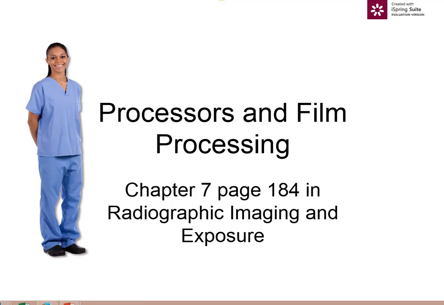Okay, first we don't succeed, we take a second shot here. We're going to talk a little bit about processors and film processing. In addition, we're going to be looking at some of the more common artifacts that occur because of film processing. This information is located both in your Fassbinder's book and Farber's Radiographic Imaging Exposure. Specifically, it starts on page 184 in chapter 7.